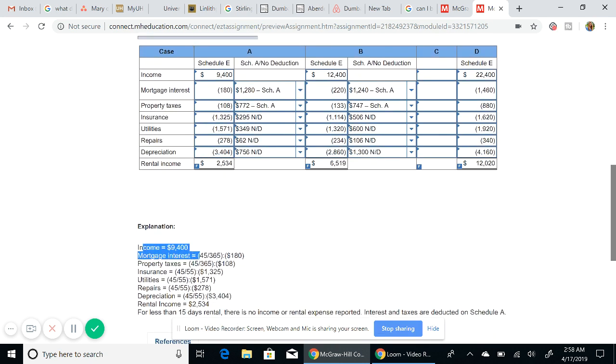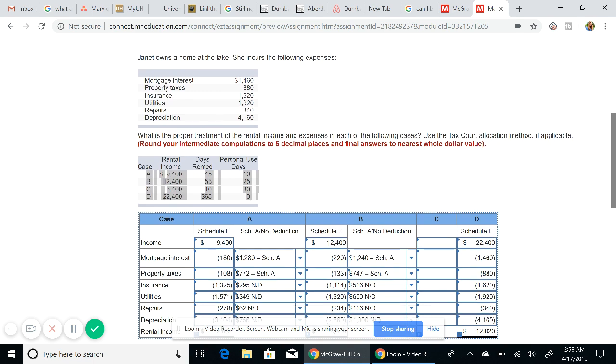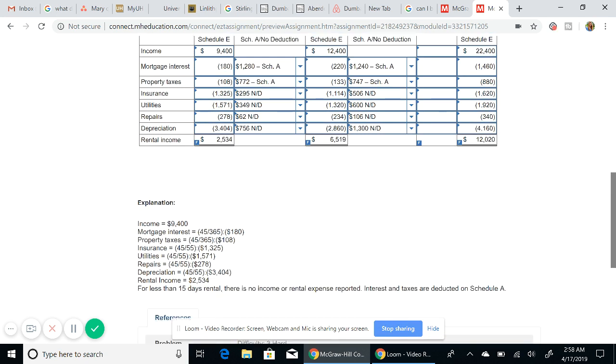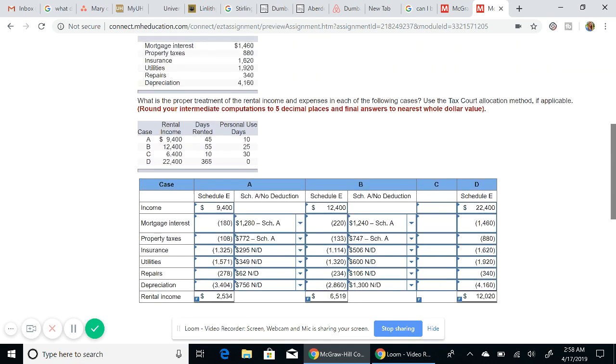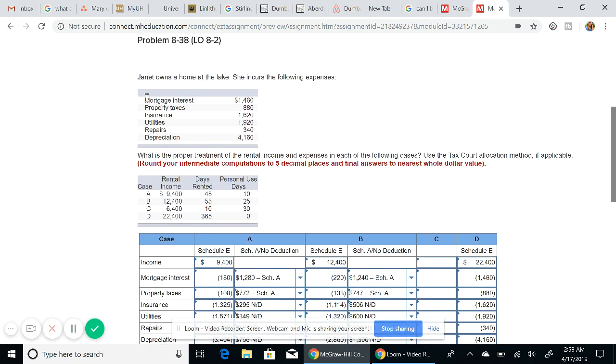To allocate, obviously income isn't allocated. That's going to be completely taxable. You're going to fill out each of these situations. So situation A, under this first column, has 9,400 of income. Then we allocate based on 45 days divided by the 365 days for all of the different expenses, and that's the amount allocated to Schedule E. Again, the owner can deduct mortgage interest and property taxes for the personal use on Schedule A.